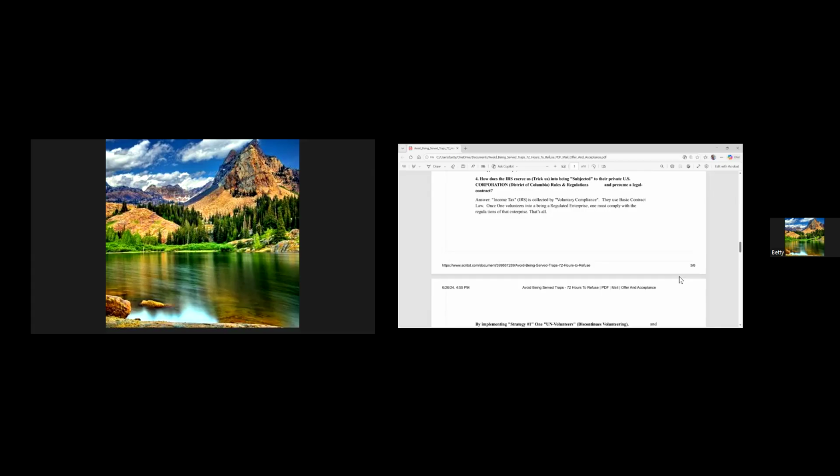IRS is collected by voluntary compliance. So income tax, paying taxes, is voluntary. You let them know your business. Of course, you have to be mindful that you have to do certain things to hide in your private capacity, to trust and other things.